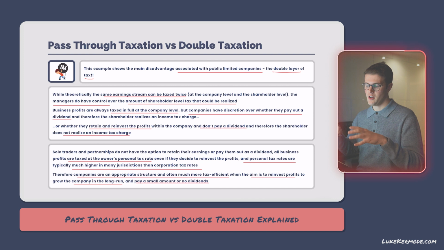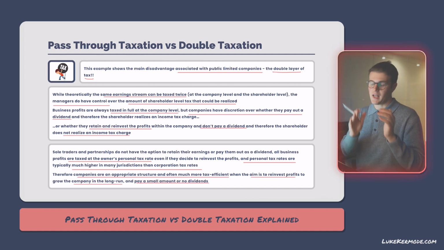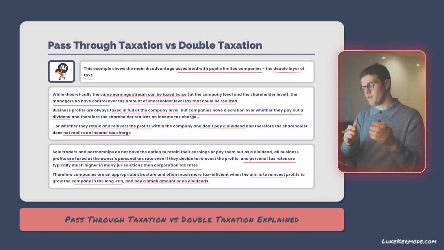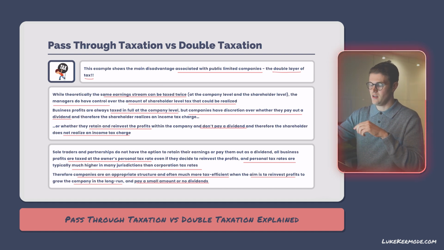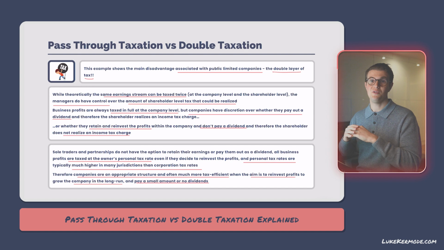So if you want to create a company that's reinvesting its profits and not paying anything out, then public limited company structures would be the preferred route. Whereas if you are looking to pay out your earnings to owners, then public limited companies may not be the optimal structure. So yeah, that's everything I wanted to discuss in this video.